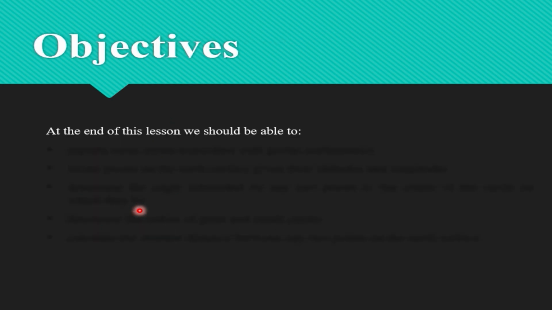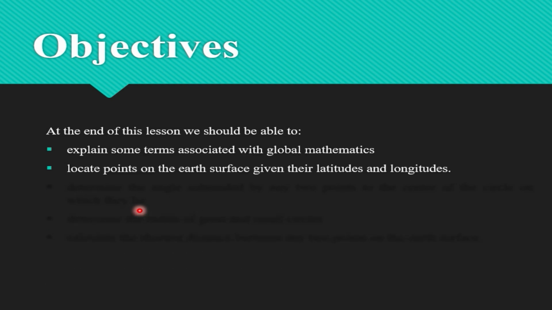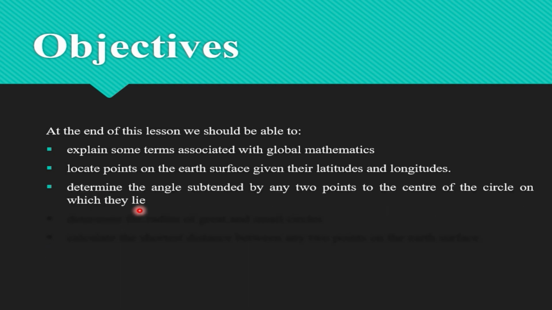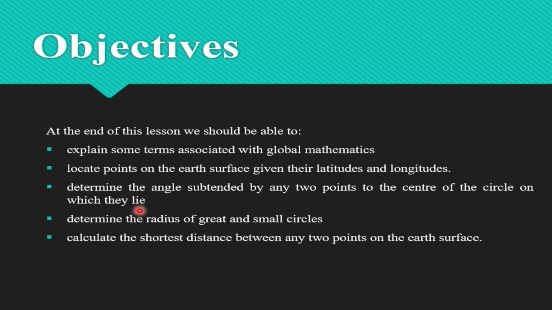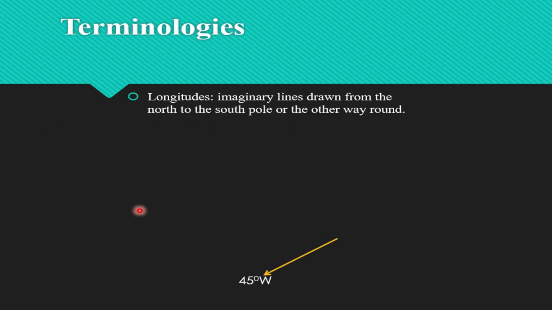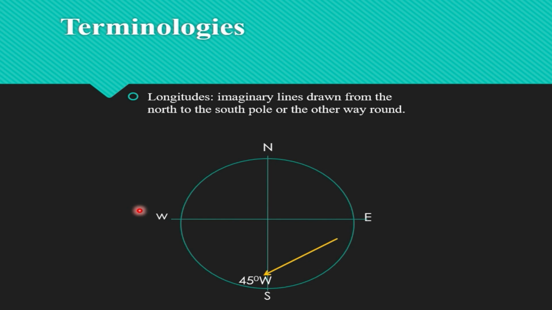Now at the end of this particular lesson in this video, we should be able to explain some terms associated with global mathematics, and we should be able to locate points on the earth's surface given their latitude and longitude, determine the angle subtended by any 2 points at the center of the circle on which they lie, and also determine the radius of great and small circles, calculate the shortest distance between any 2 points on the earth's surface. Now, what are latitude and what are longitude?